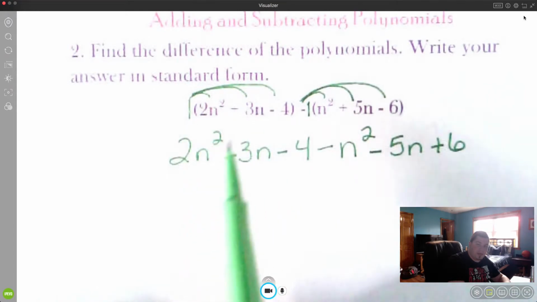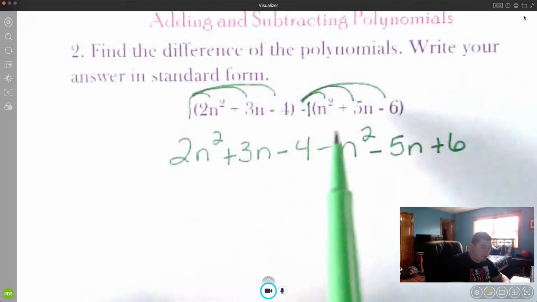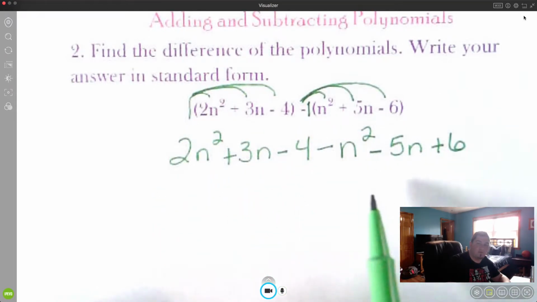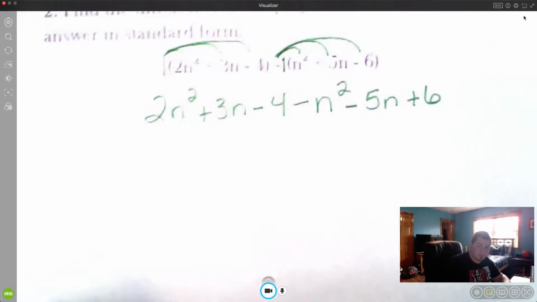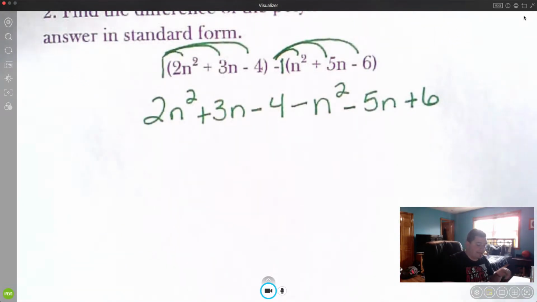So multiply by the positive, all of these stay the same. Multiply by the negative, we've got to end up flipping our signs on this side. From here, it turns into exactly how we did the previous problem. We're going to start making sure we combine our like terms.